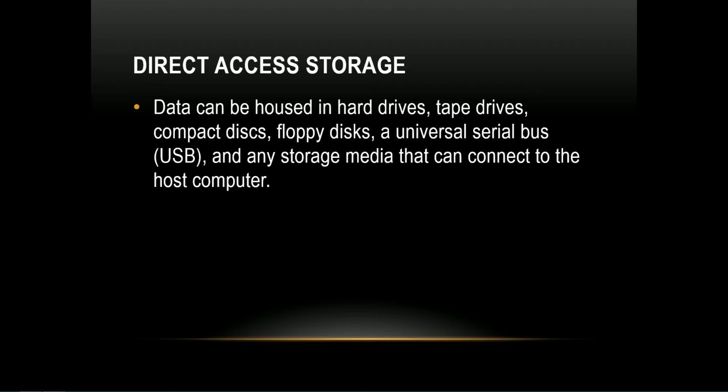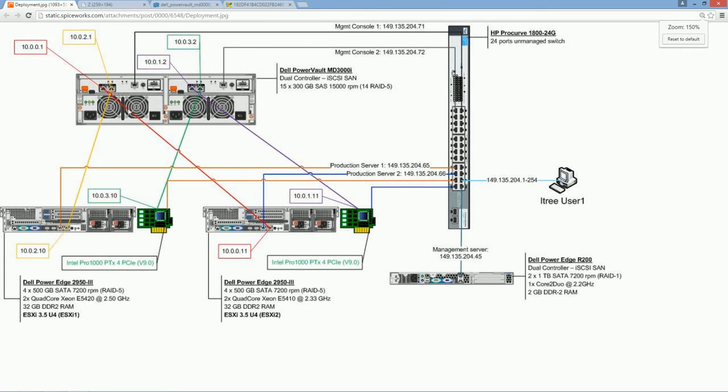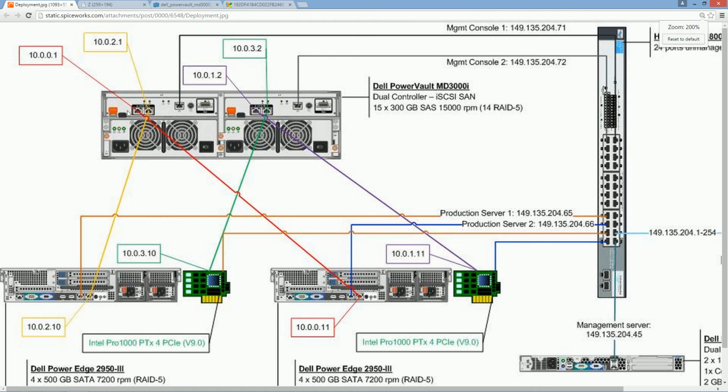So DAS versus SAN. So here's a great example of a MD3000i SAN. Let me zoom in a little bit. So this unit has network-based iSCSI capability. So that's going to be a dedicated network for storage, a dedicated network for management, and then it also has an additional SAS port so that we could daisy chain additional storage units off of this. This is going to be a SAN controller.